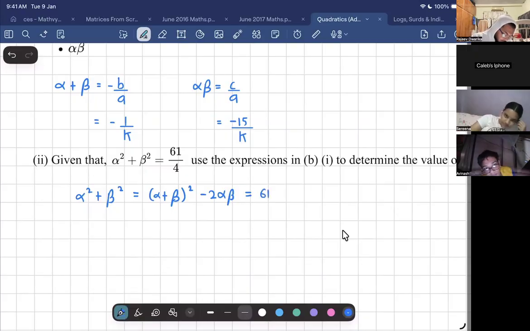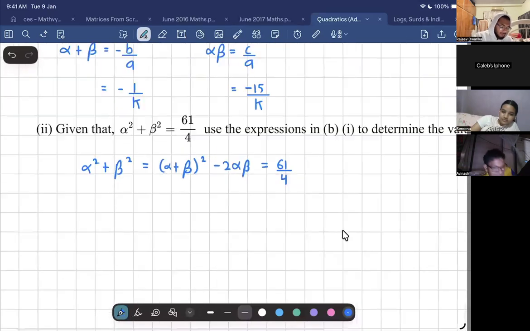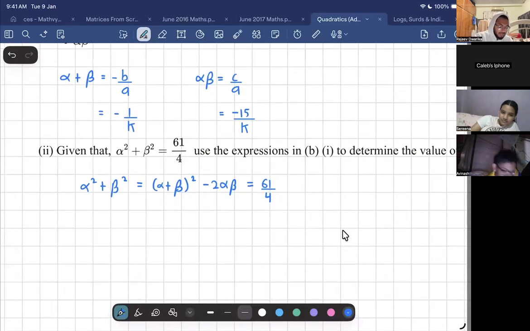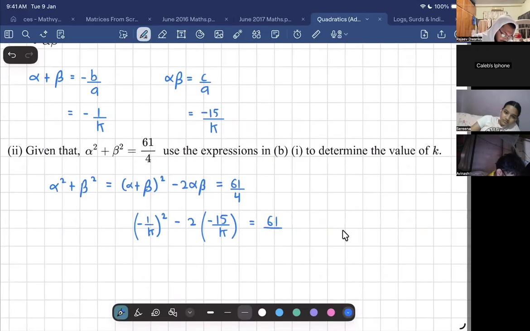61 over 4. Nice. Now we do substitution, right? So Serena, what is alpha plus beta? Minus 1 over k. Right. So minus 1 over k squared minus 2 by alpha beta. What is alpha beta? Caleb. Minus 15 over k. Right. And that is equal to what? 61 over 4. Right.